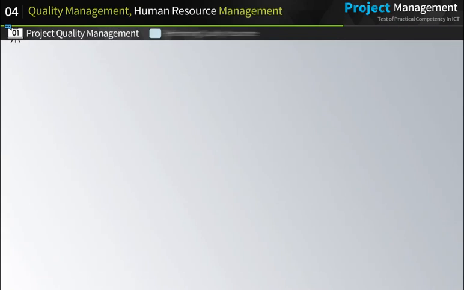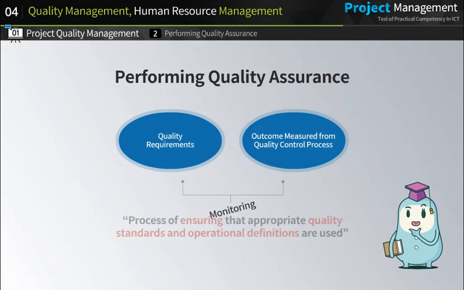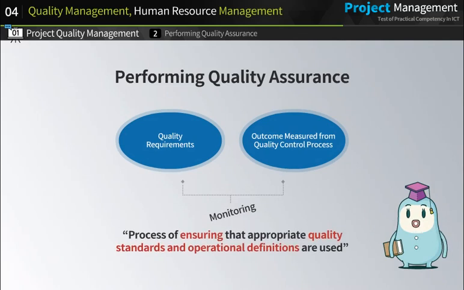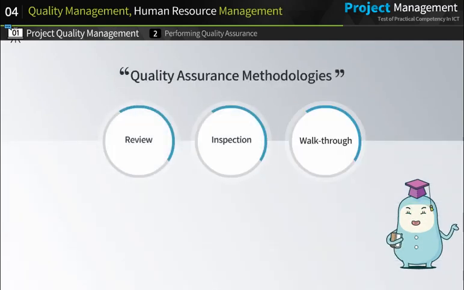Next is quality assurance, another one of the three pillars of project quality management. Quality assurance is a process of auditing the quality requirements and the results from quality control measurements to ensure that appropriate quality standards and operational definitions are used. Major quality assurance methodologies include review, inspection, and walkthrough.